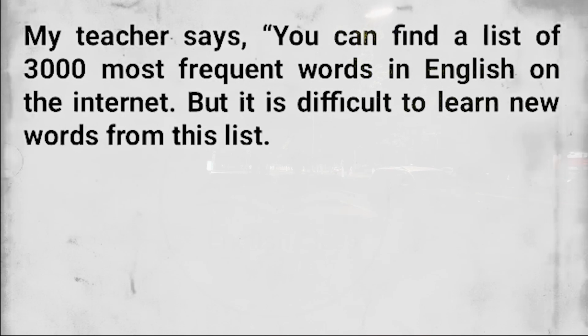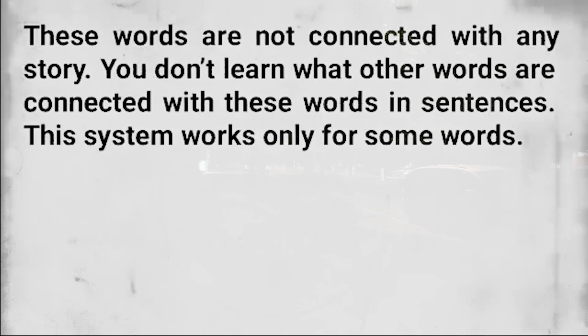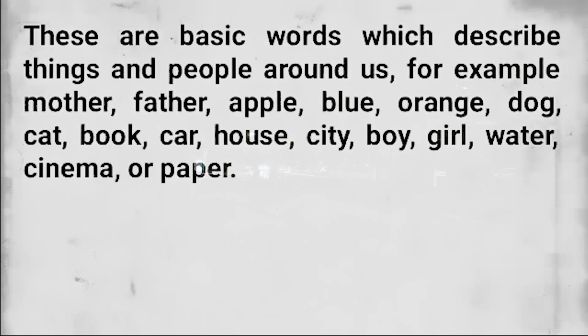But it is difficult to learn new words from this list. These words are not connected with any story. You don't learn what other words are connected with these words in sentences. This system works only for some words. These are basic words which describe things and people around us. For example, mother, father, apple, blue, orange, dog, cat, book, car, house, city, boy, girl, water, cinema, or paper.